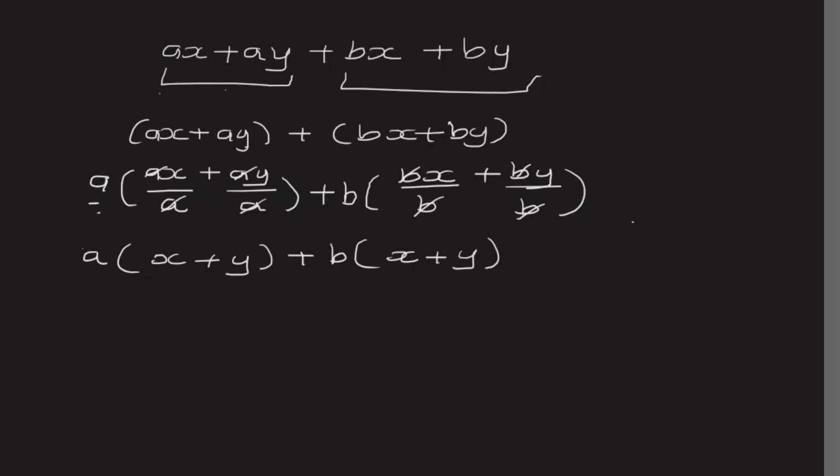So then our final answer is going to be this a plus that b, a plus b. And then since these two are exactly the same, we only take one of them, so x plus y. And this is our answer.